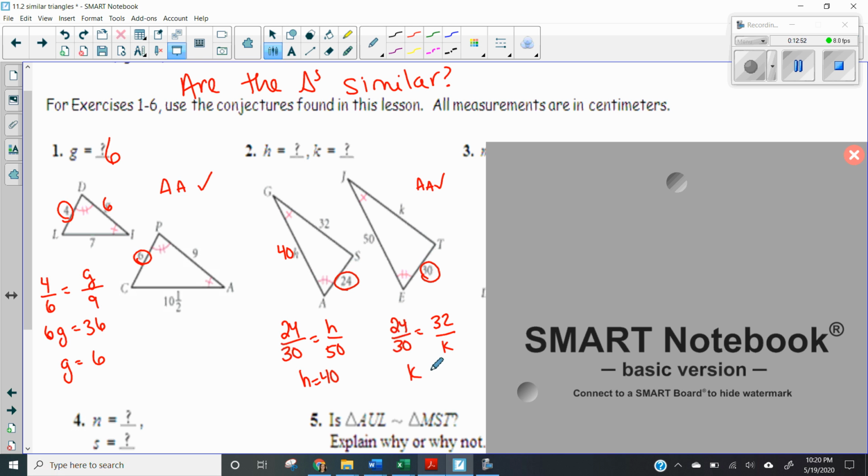And K ends up also actually being 40. Again, don't be thrown off by that. They're totally separate triangles, totally separate sets of corresponding sides.